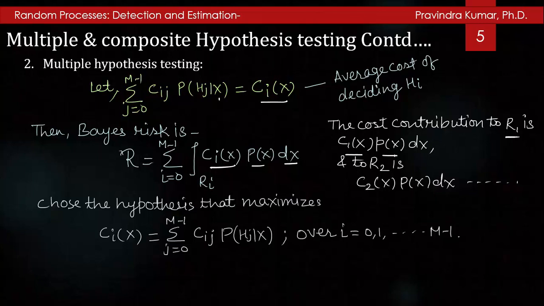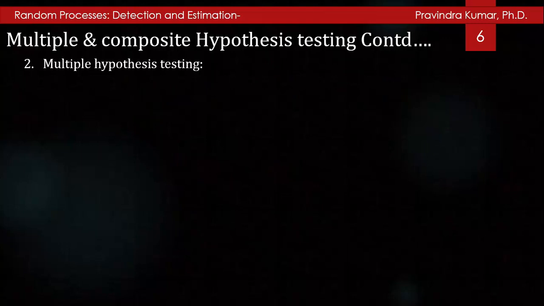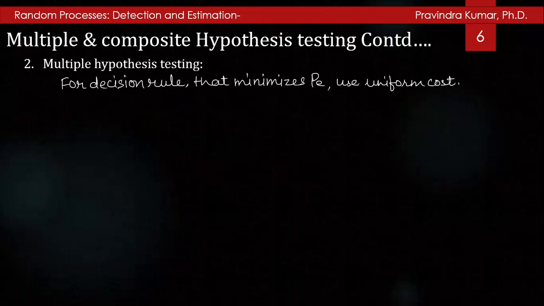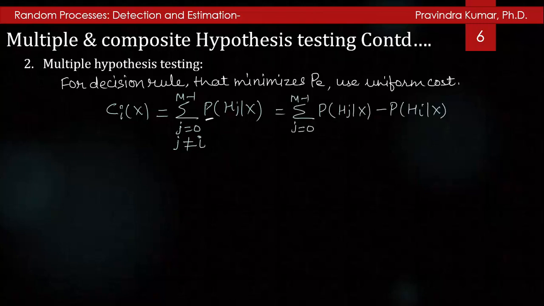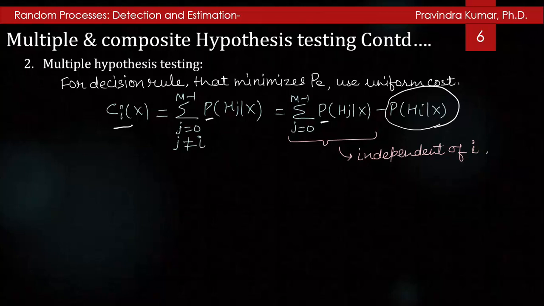So to determine the decision rule that minimizes the probability of error, we use uniform cost, meaning Ci(x) will be equal to the summation over j from 0 to M minus 1, where j is not equal to i, of the conditional probability P of Hj given x. I can write it as the summation over j from 0 to M minus 1 of P of Hj given x, minus P of Hi given x. Here you can see the first term is independent of i, so the cost Ci(x) is minimized by maximizing this part, P of Hi given x.